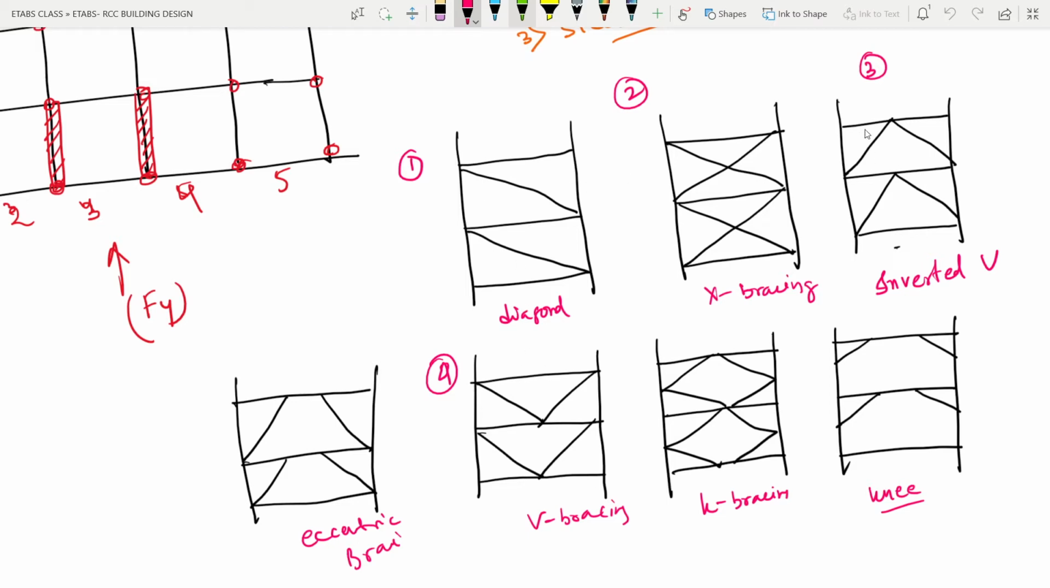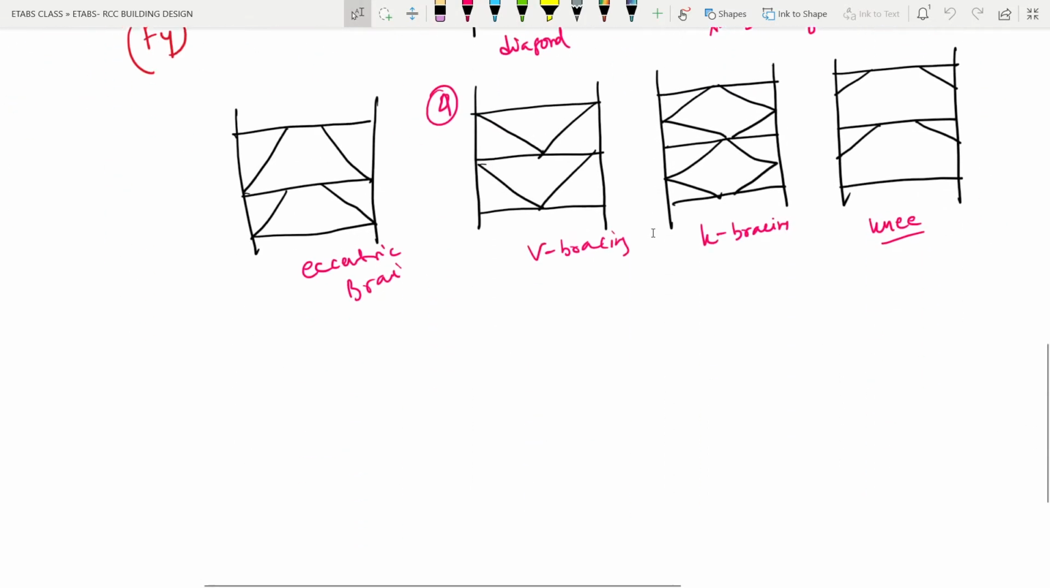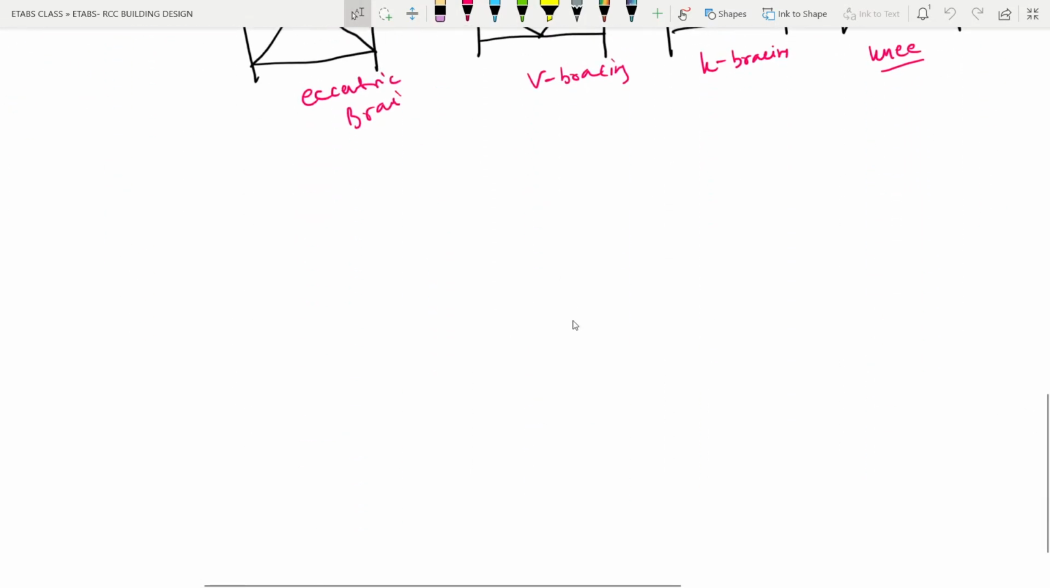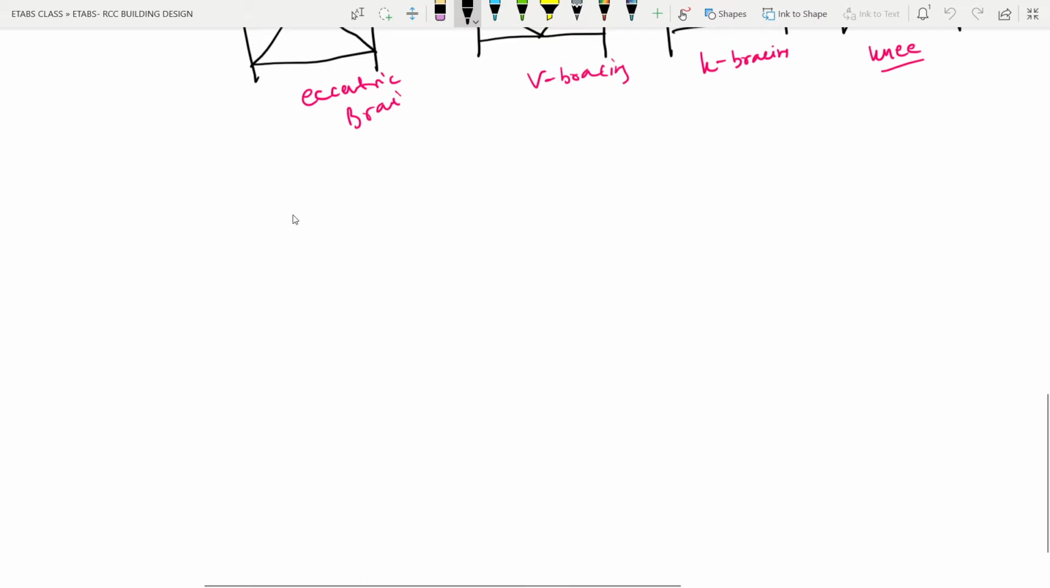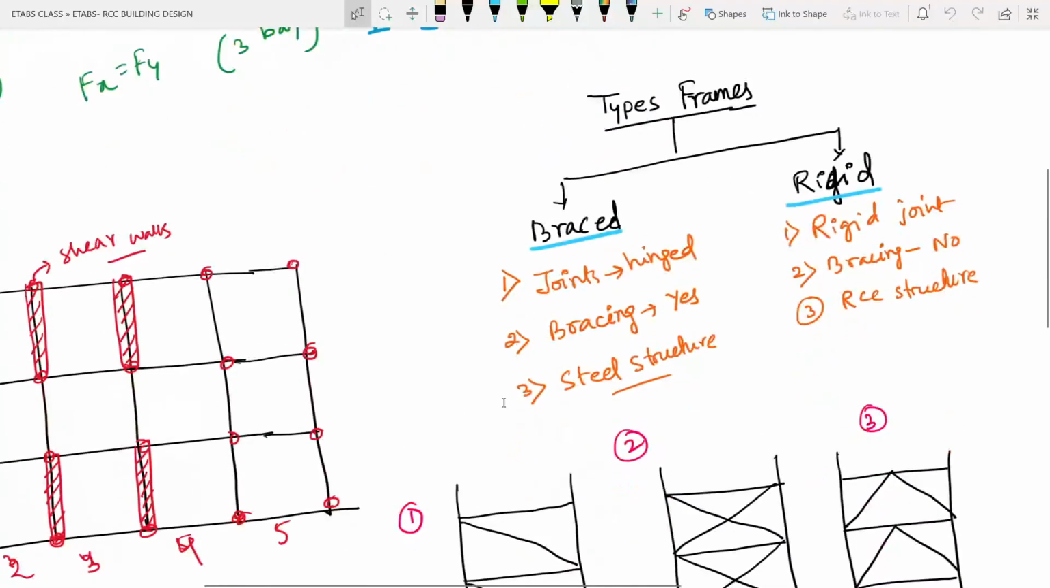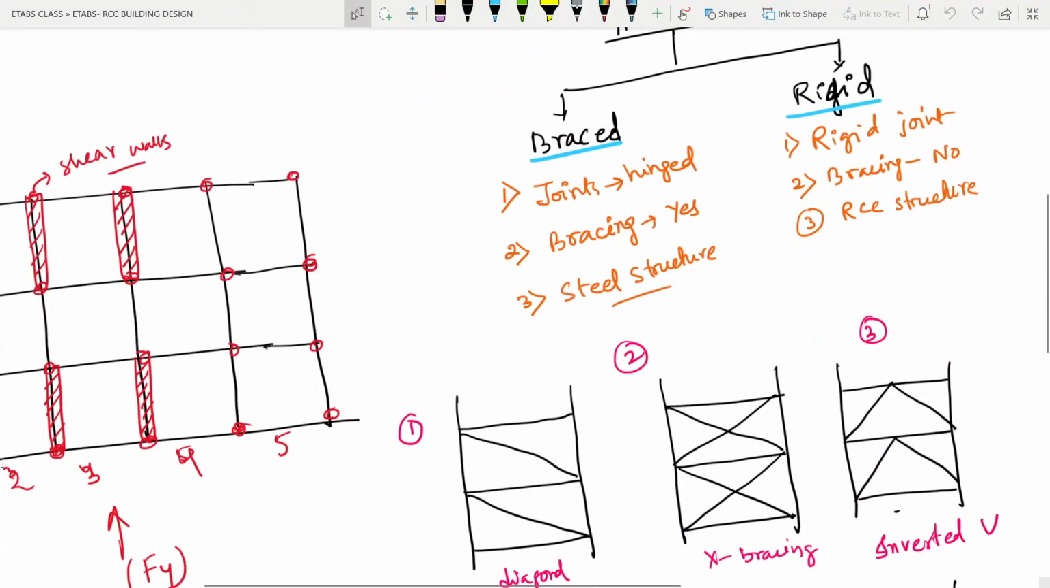Okay, so these are my braced frames. These frames which are connected with hinged joints and having bracings with them are called braced frames. Okay, now which frames are called rigid frames? So first we need to understand what a rigid joint actually is. We have already said, like you can see here, what we have explained.